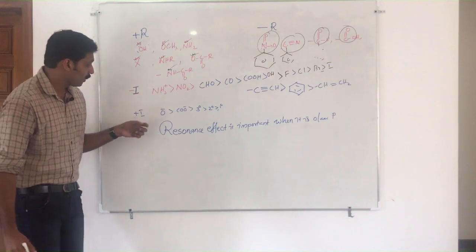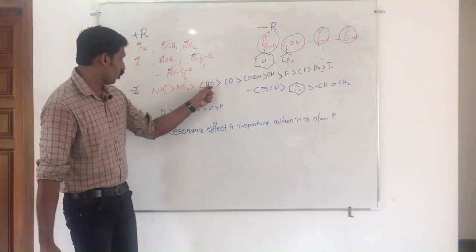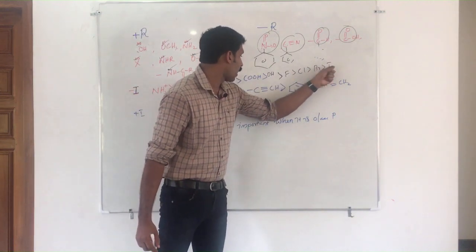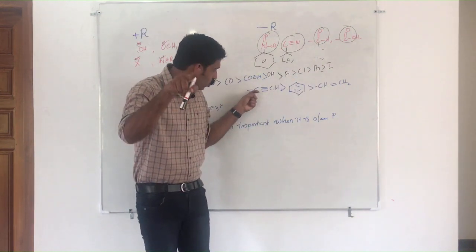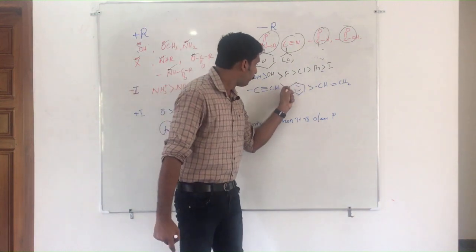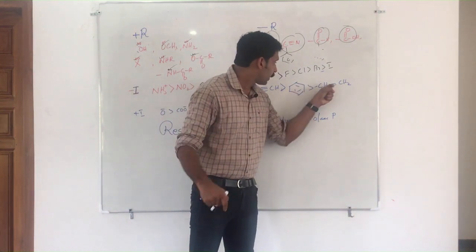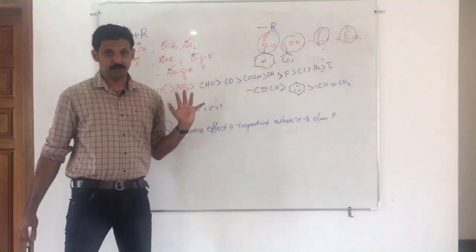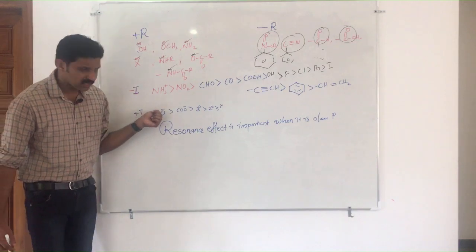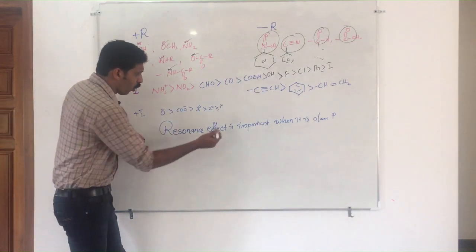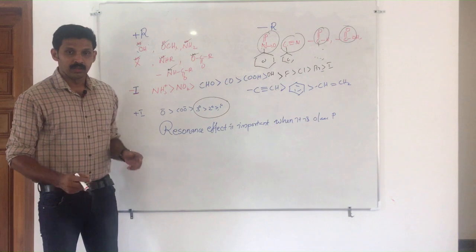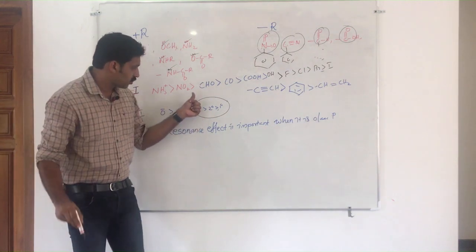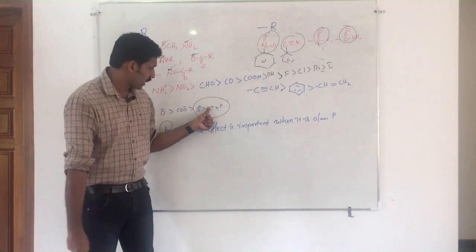Examples of minus I groups are NH3 plus, NO2, CHO, CO, COOH, OH, F, Cl, Br, I, the alkynyl group, benzene or the phenyl group, and alkenyl groups also come under the minus I effect. Plus I effect: O minus, COO minus, and all alkyl groups. In alkyl groups, tertiary has more plus I effect than secondary, which has more plus I effect than primary.